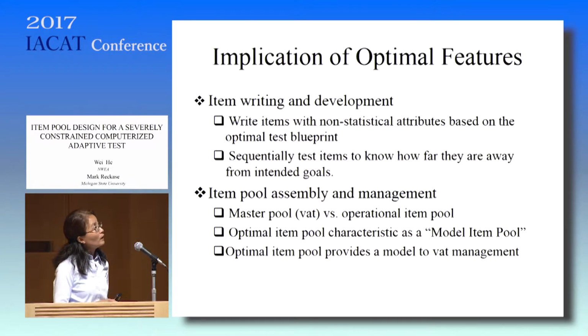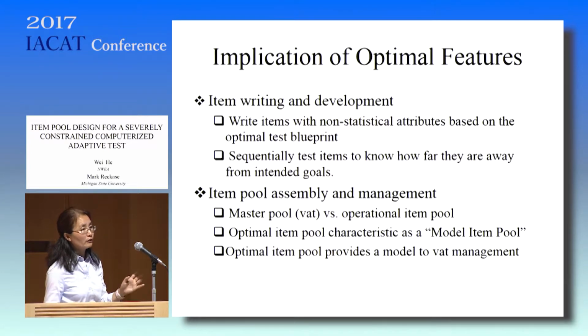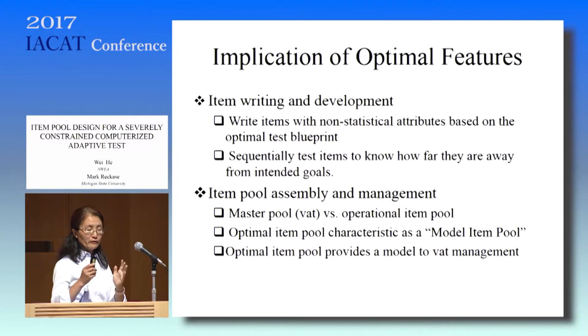So how can those optimal features be used in practice? In general, there are two major areas which can benefit from the optimal item pool features. One is item writing and development. If we have the desirable and the actual, we can do some gap analysis to see what is missing, so that item development can be focused on those gap areas.